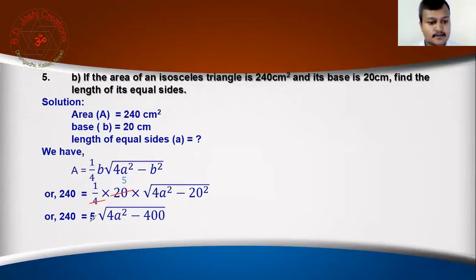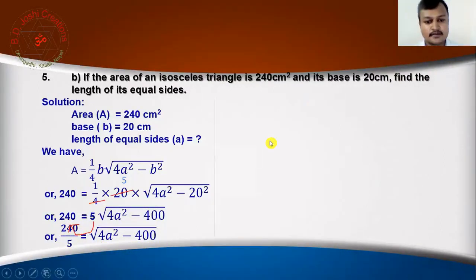Now again, to find out the value of a, take this 5 here, take this 5 here and divide it. And after that, we have to do squaring both sides. 240 divided by 5 is equal to root over 4a square minus 400 remains as it is. So 48 is equal to root over 4a square minus 400.